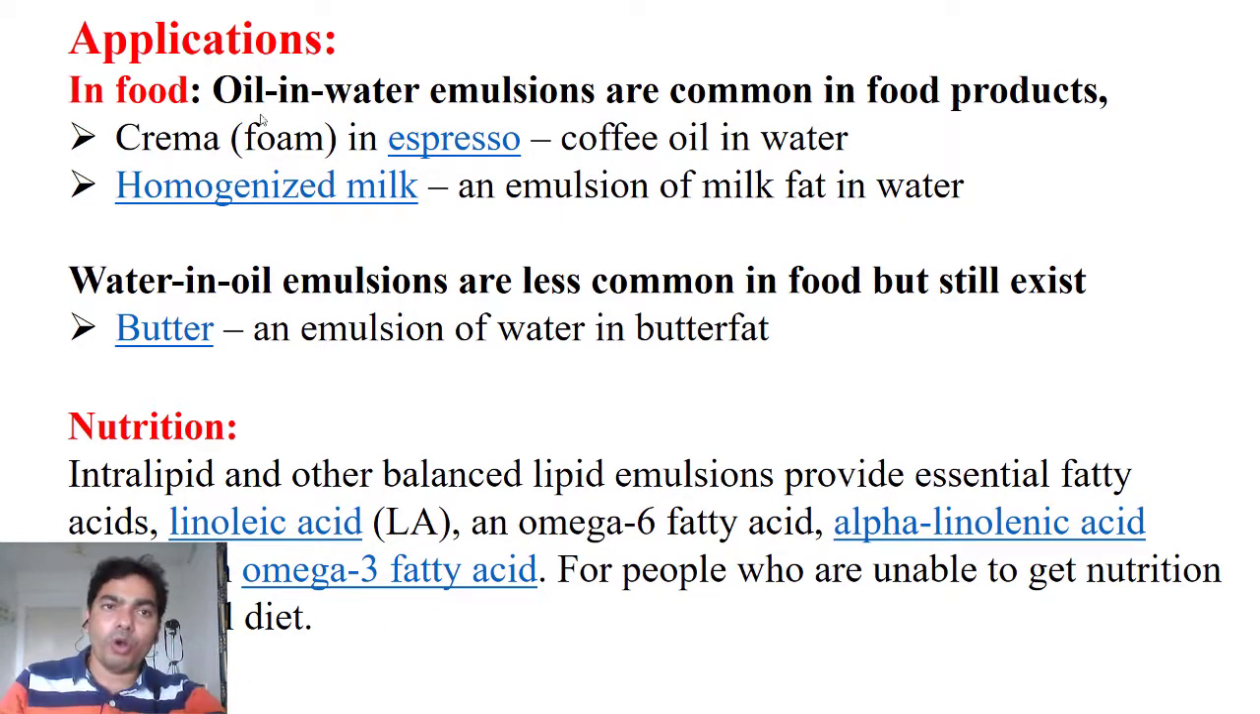In food, oil in water means the base is water, then addition of the oil emulsion. For example, crema, the foam in espresso coffee oil, right? So coffee oil in the water, espresso, homogenized milk, emulsion of the milk fat in the water, the fat emulsion in water. Water in oil emulsions are less common in food but still exist, like butter. Water in oil emulsion, butter, an emulsion of water in the butter fat, that is an example of butter.